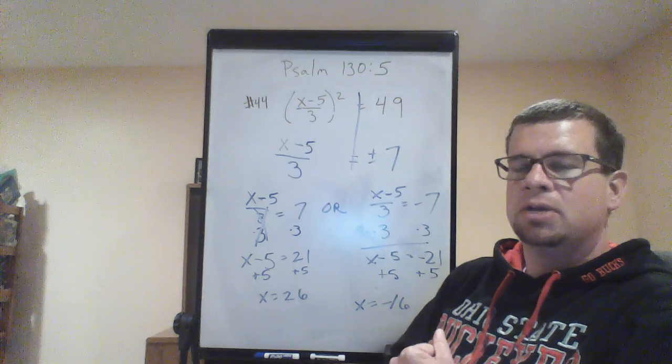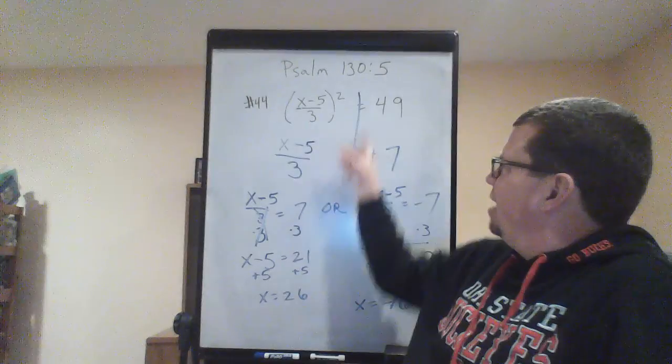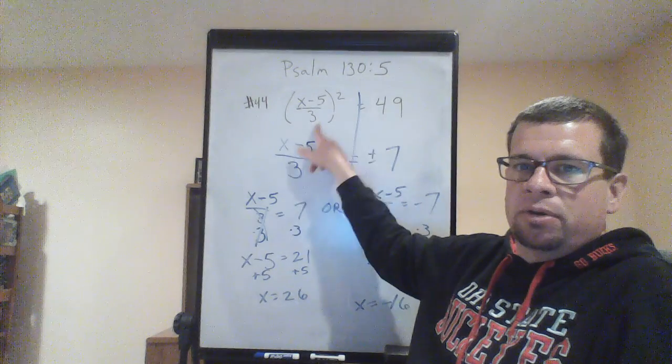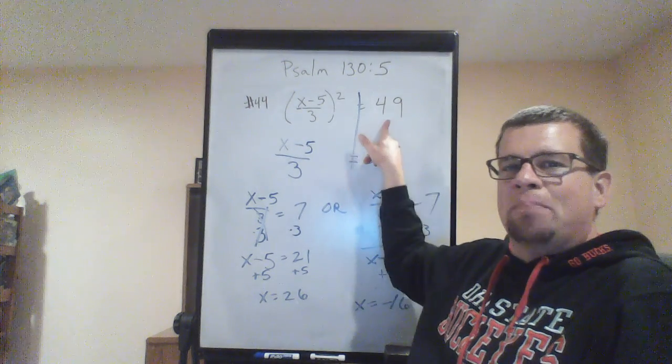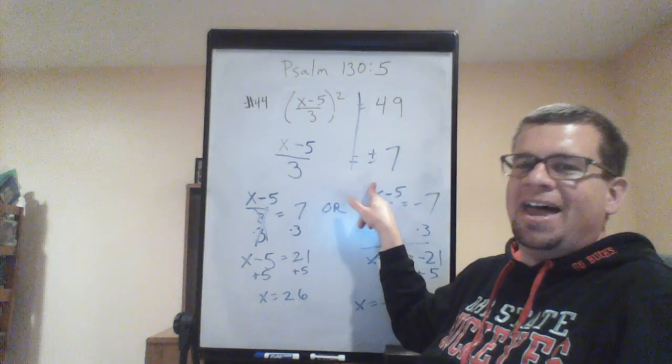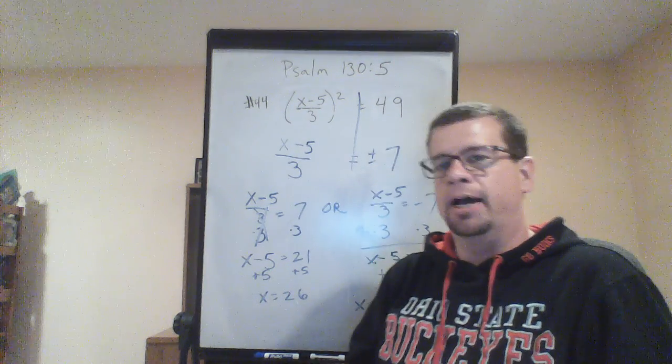So recognize order of operations and how to undo it, especially when it involves square roots. And don't forget, anytime you take the square root of both sides of an equation, you really get two different answers, the positive root and the negative root of 49.